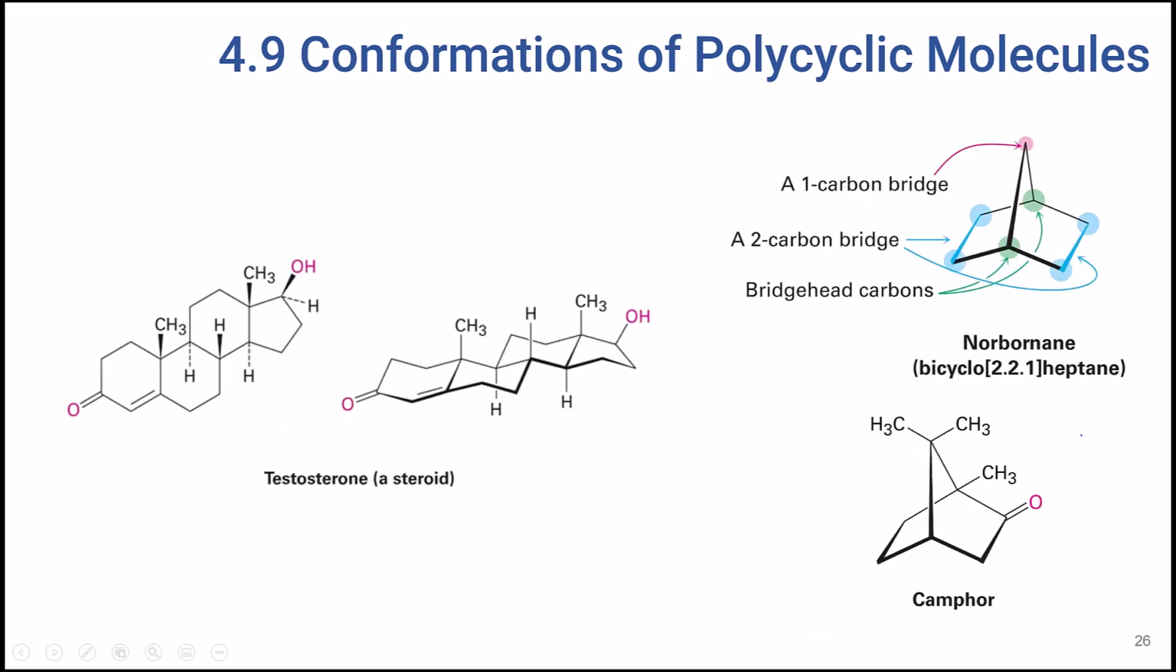And then other places that we might see these fused polycyclic molecules are in testosterone, which is a steroid. We saw cortisone at the beginning of the chapter. We also have norbornane, which has a couple of bridged rings. There's a cyclohexane plus a ring, and then camphor also contains that cyclohexane ring. That one also has the bridge there.